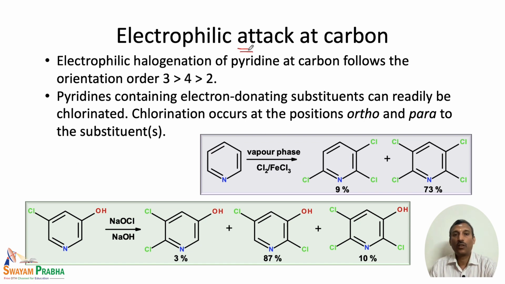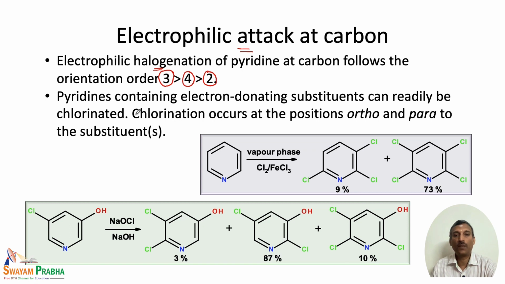Let us look at the electrophilic attack at the carbon atom. So we have seen that the pi electron density at the 3 position is higher compared to position number 4, followed by position number 2. That is the reason the reactivity is also seen in the same order, like when we look at the halogenation reaction. The 3 position undergoes reaction very fast, followed by 4, and then 2 position substitutions are very less.